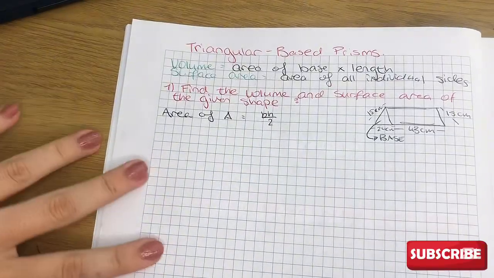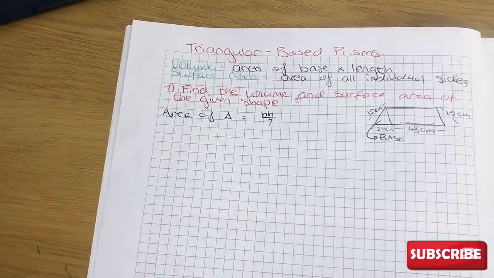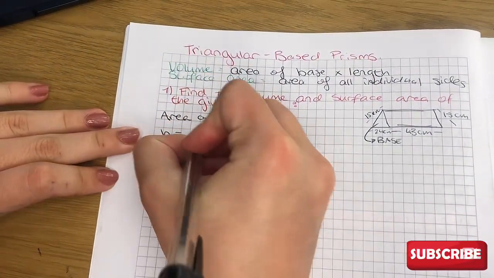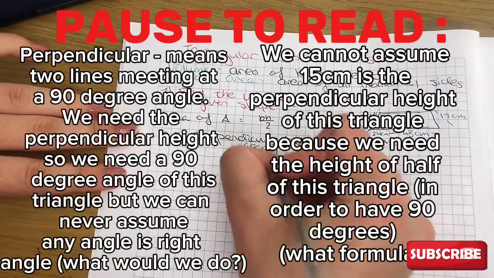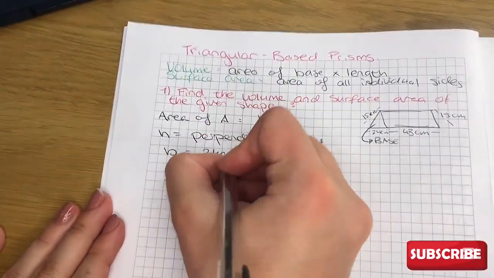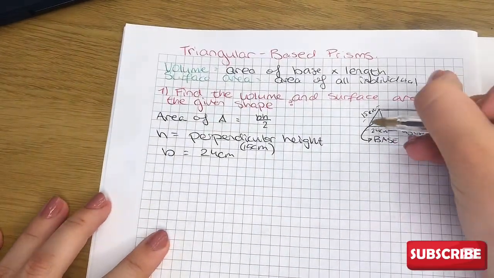Okay, let's find out the volume first, okay? So we are given the perpendicular height. So firstly, the height is the perpendicular. The base is equal to 24 centimeters right here. As labeled, this is the base.